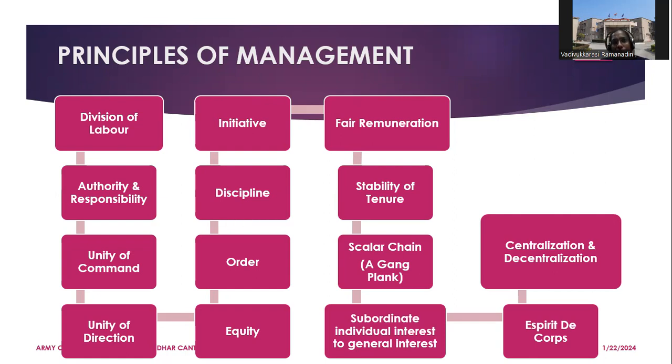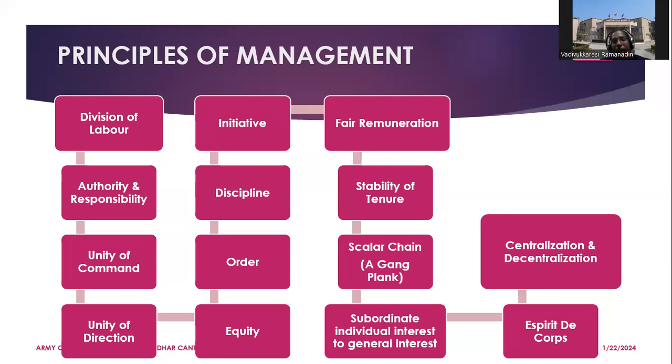And then initiative. The management should involve initiative. They have to bring innovative things, creative things. So initiative in terms of the betterment of the institution. And fair remuneration. It is very, very essential because people are working for the salary. They have to get a good salary and perks. So there must be fair remuneration for the employee. Stability of tenure. We should ensure that people work in an institution for the long run. If at all there is something wrong, then we need to identify where we need to correct it. So stability of tenure is very essential.